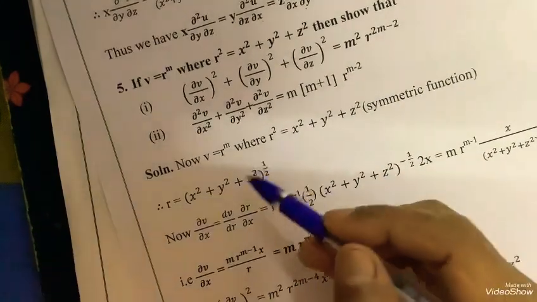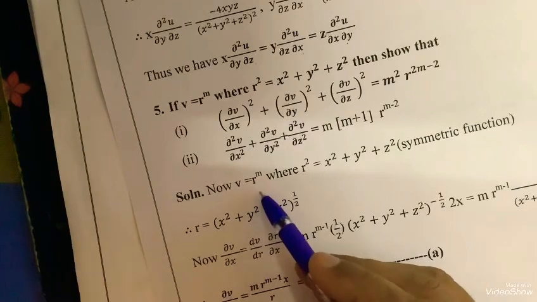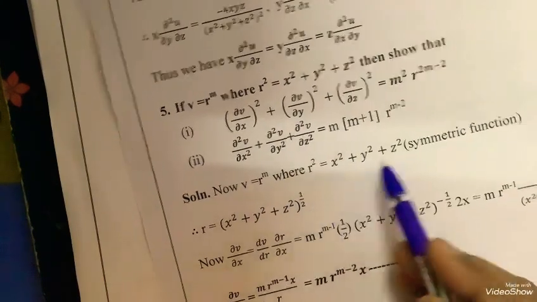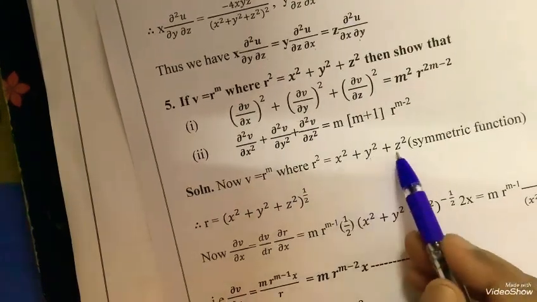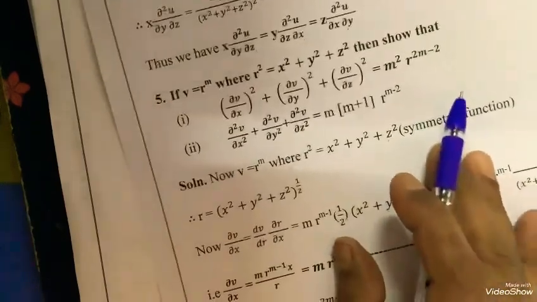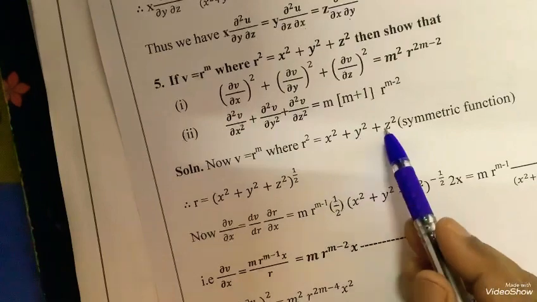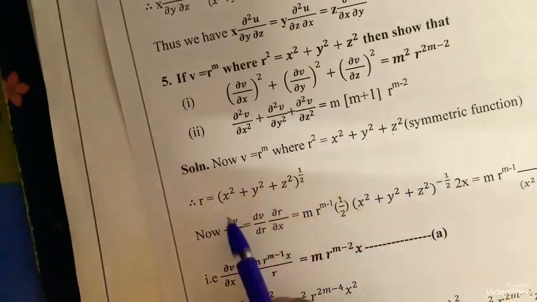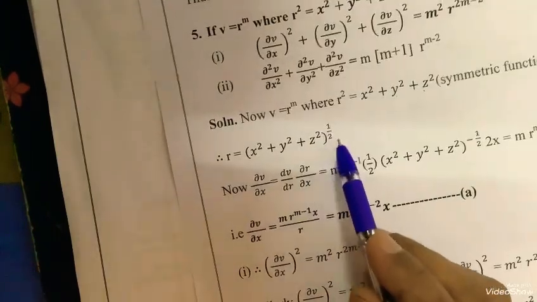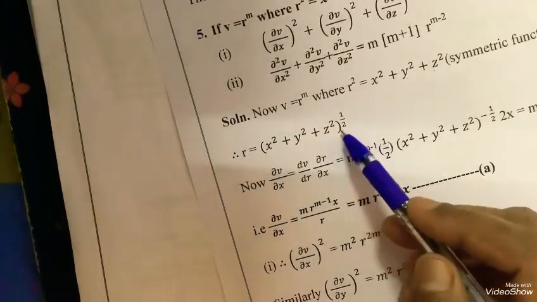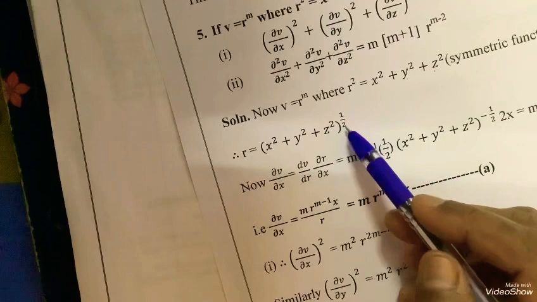Okay. So now v is given as r raised to m, and r square is given as x square plus y square plus z square. This is a symmetric function. R square is a symmetric function. Therefore, what is r? R is the root of x square plus y square plus z square, that is, r is x square plus y square plus z square raised to half.